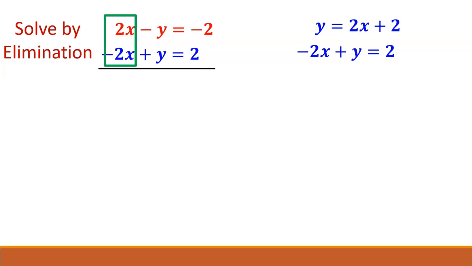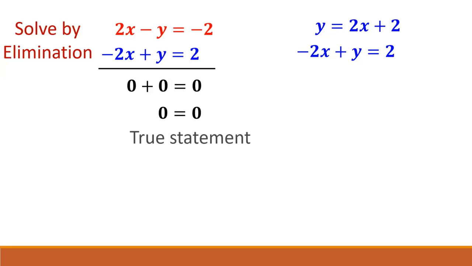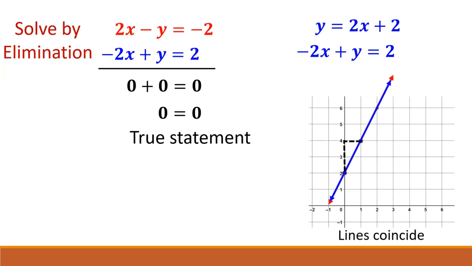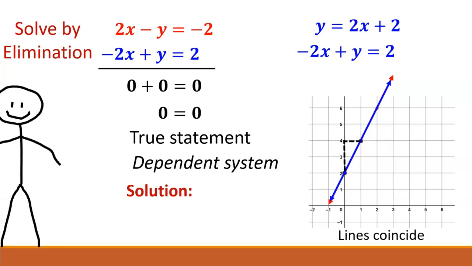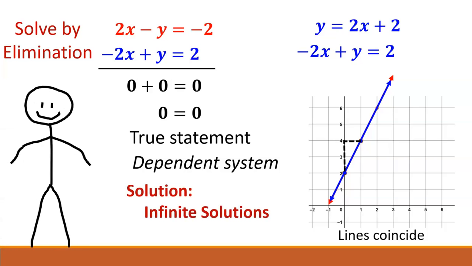And since opposites add to give us 0, when we add the 2 equations together, add the left sides and add the right sides, we get the statement 0 equals 0. 0 equals 0 is a true statement. And when we see that we have a true statement, all of our variables are eliminated, and we simply have a number statement that's always true, we know that the lines coincide. We have a dependent system. And our solution? Well, that's infinite solutions. There are an infinite number of points that the 2 lines share.